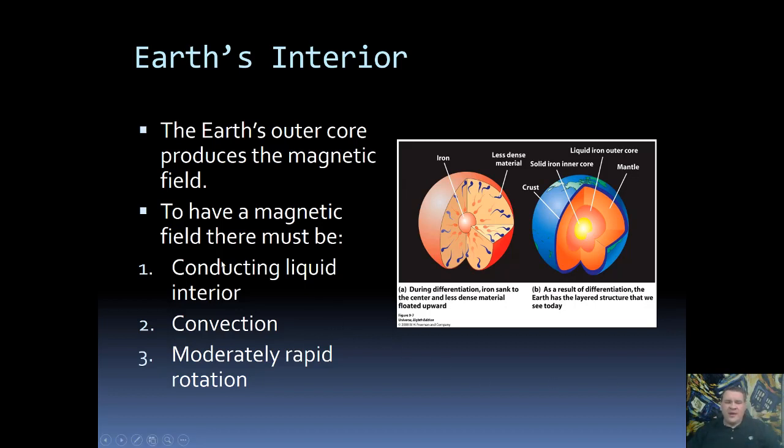So for the Earth, what's going on is we have liquid iron, which is a good conductor of electricity. And this is part of the outer core, which has enough temperature difference to lead to convection, and the Earth rotates once on its axis every day, which is absolutely fast enough. So this tells us that our ideas of the outer core are correct.